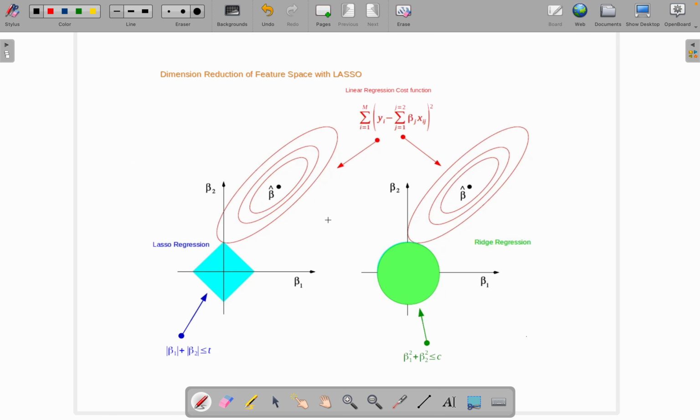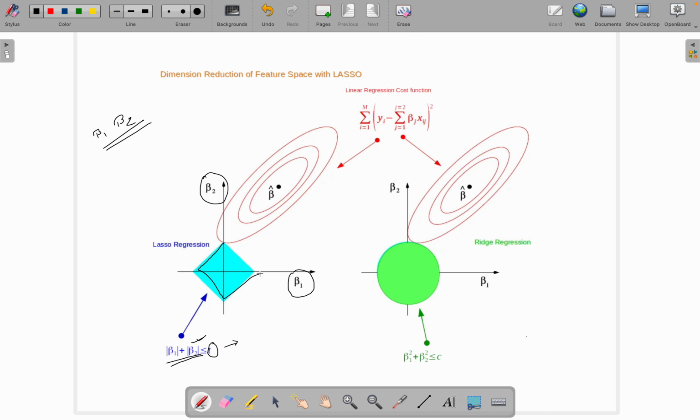This is a diagram which I got from the internet, and suppose we have only two coefficients, beta 1 and beta 2, and this is the two-dimensional plot. This side is beta 1 and this side is beta 2. We know that the sum of absolute values is our lasso regression, and suppose this is the value t, some random value we have taken, and we are drawing this graph. It will be like a diamond shape.